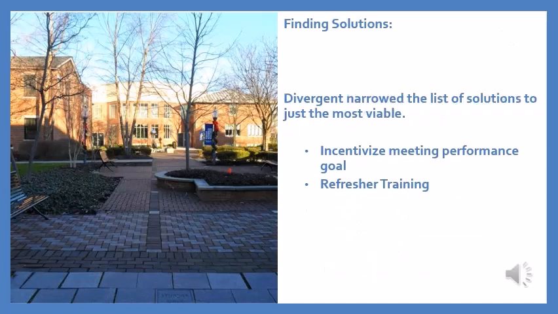Finding solutions continued. After convergent thinking allowed us to come up with any and all possible solutions to the problem, divergent thinking narrowed down that list of solutions to just the ones that were the most viable. In this case, we went with incentivizing meeting the performance goal metric, as well as refresher training for the athletes.